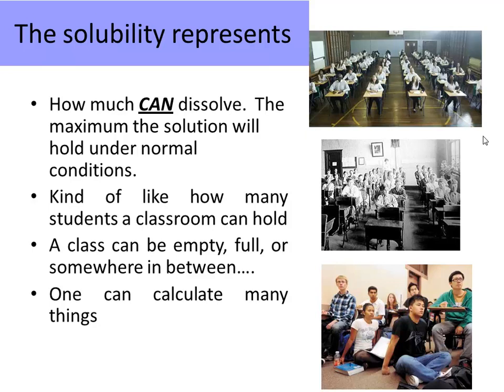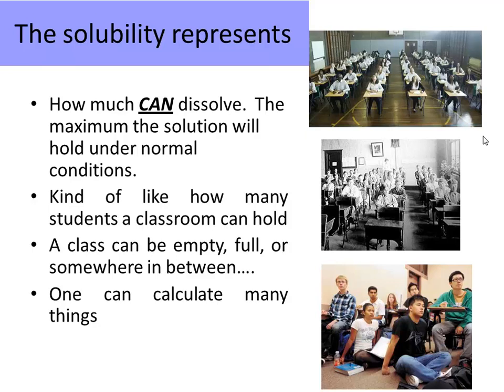So saturated, every kid has a seat. Every student has a seat, and they're all full. You can't fit any more. Unsaturated, there are seats open. You can still add more students to that classroom. Supersaturated means there are so many students, but all the seats are already full. It's overcrowded. So that's how I like to relate solubility.